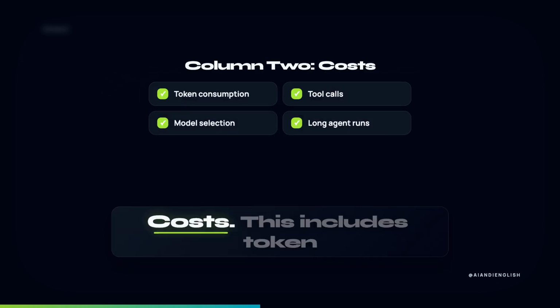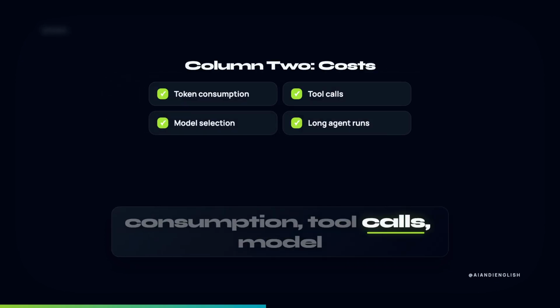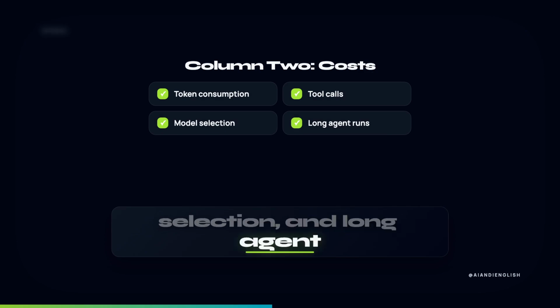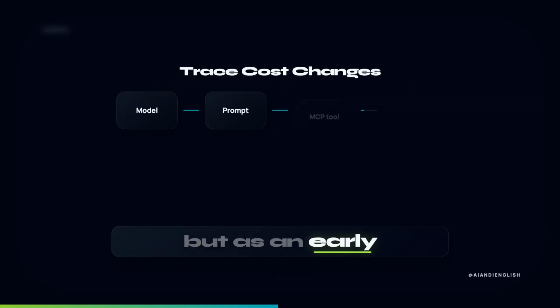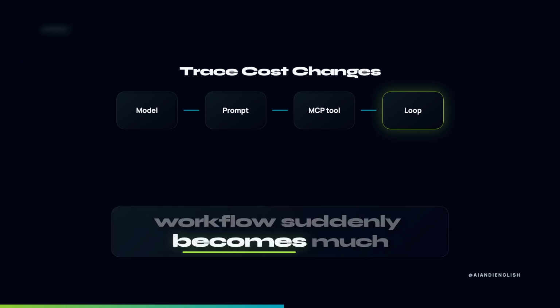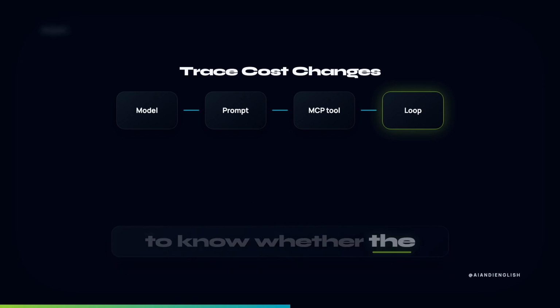Second column, costs. This includes token consumption, tool calls, model selection, and long agent runs. Not as blame, but as an early warning system. If a workflow suddenly becomes much more expensive, you want to know whether the model, prompt, an MCP tool, or a loop is the problem.